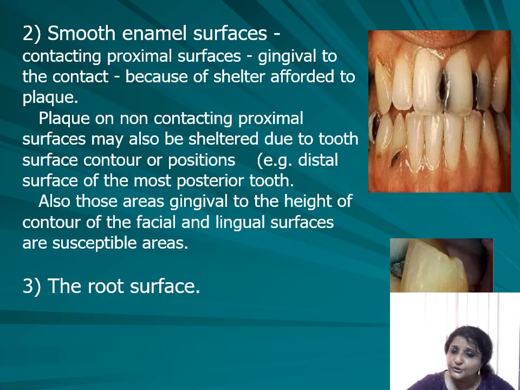The third is the root surface or the cemental surface, which is also prone to caries. And usually we find that it's on the root surface in older people, because of either gingival recession or where the dexterity has been lost and they're not able to clean the area at the cervical area of the tooth properly.